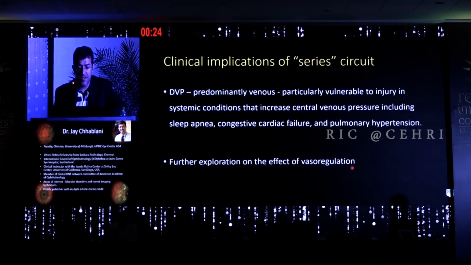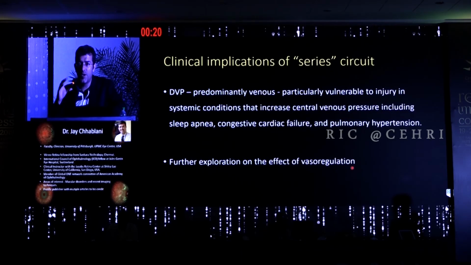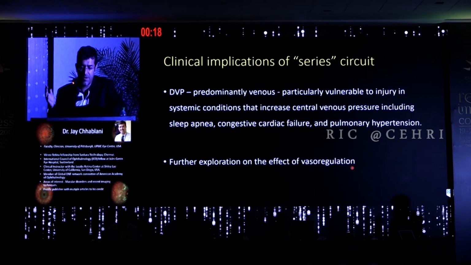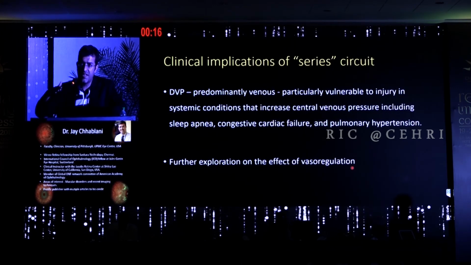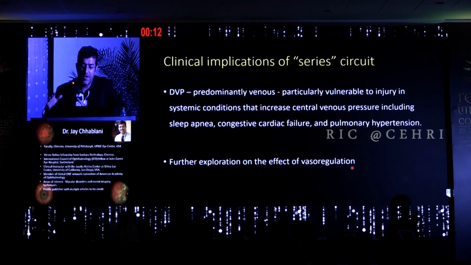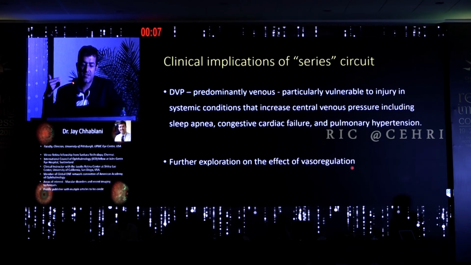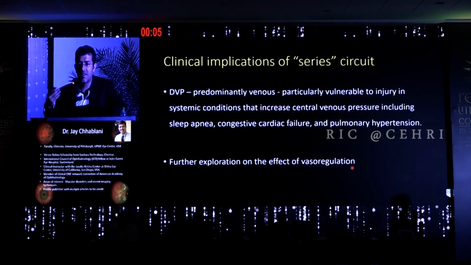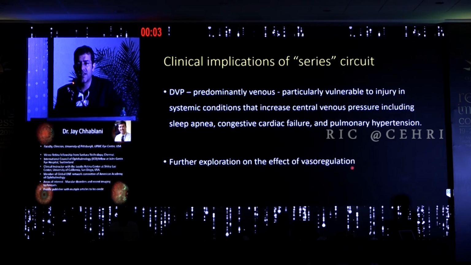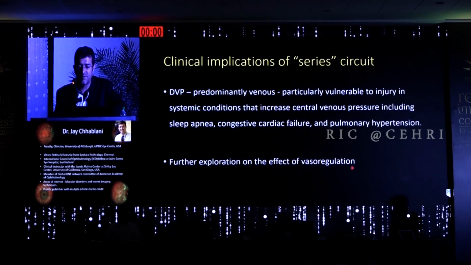And one more very important thing which we learned is that the deep venous plexuses are predominantly venous, which we saw in one of the cartoons, where they are showing that the deep capillary plexus is predominantly venous in nature. Then again, it suggests that in systemic conditions where there is an increase in the central venous pressure, the blood vessels in this layer are going to get affected mostly.